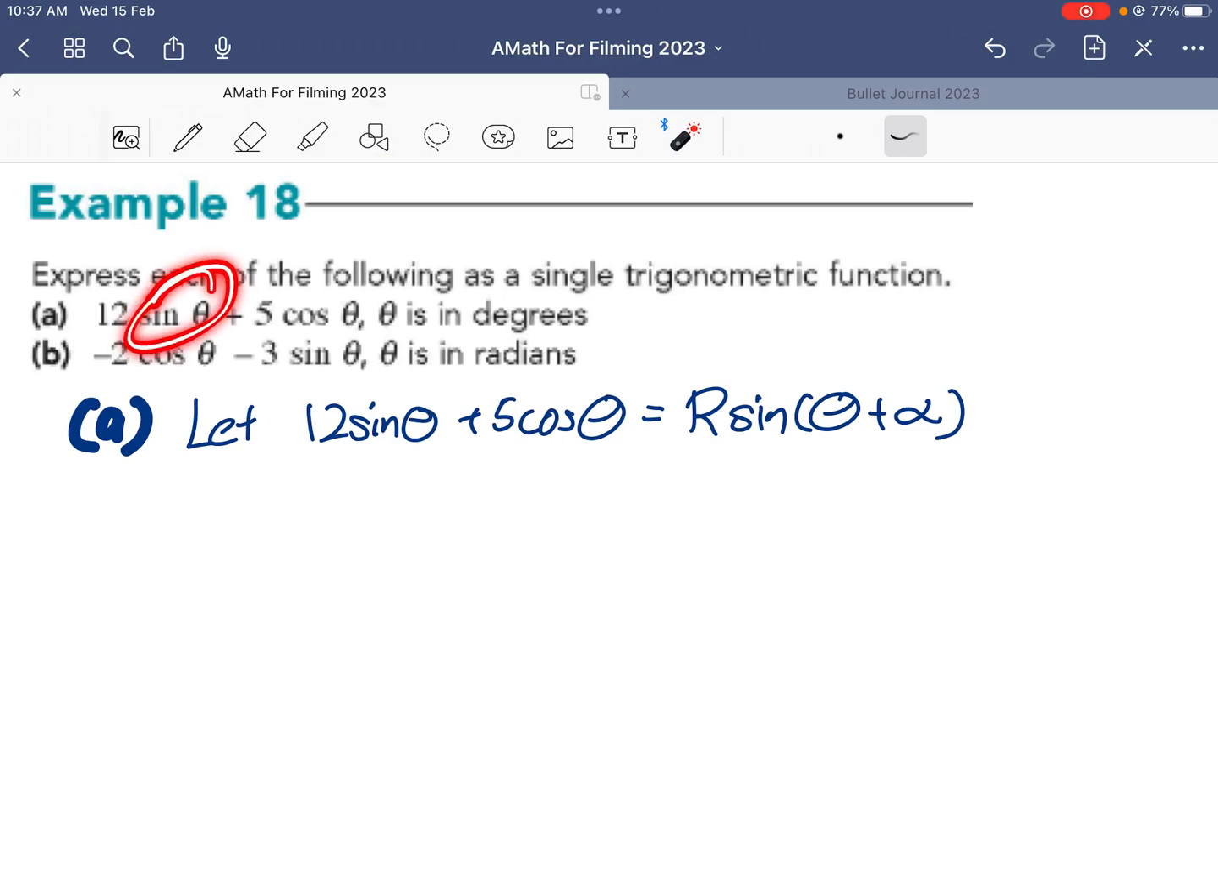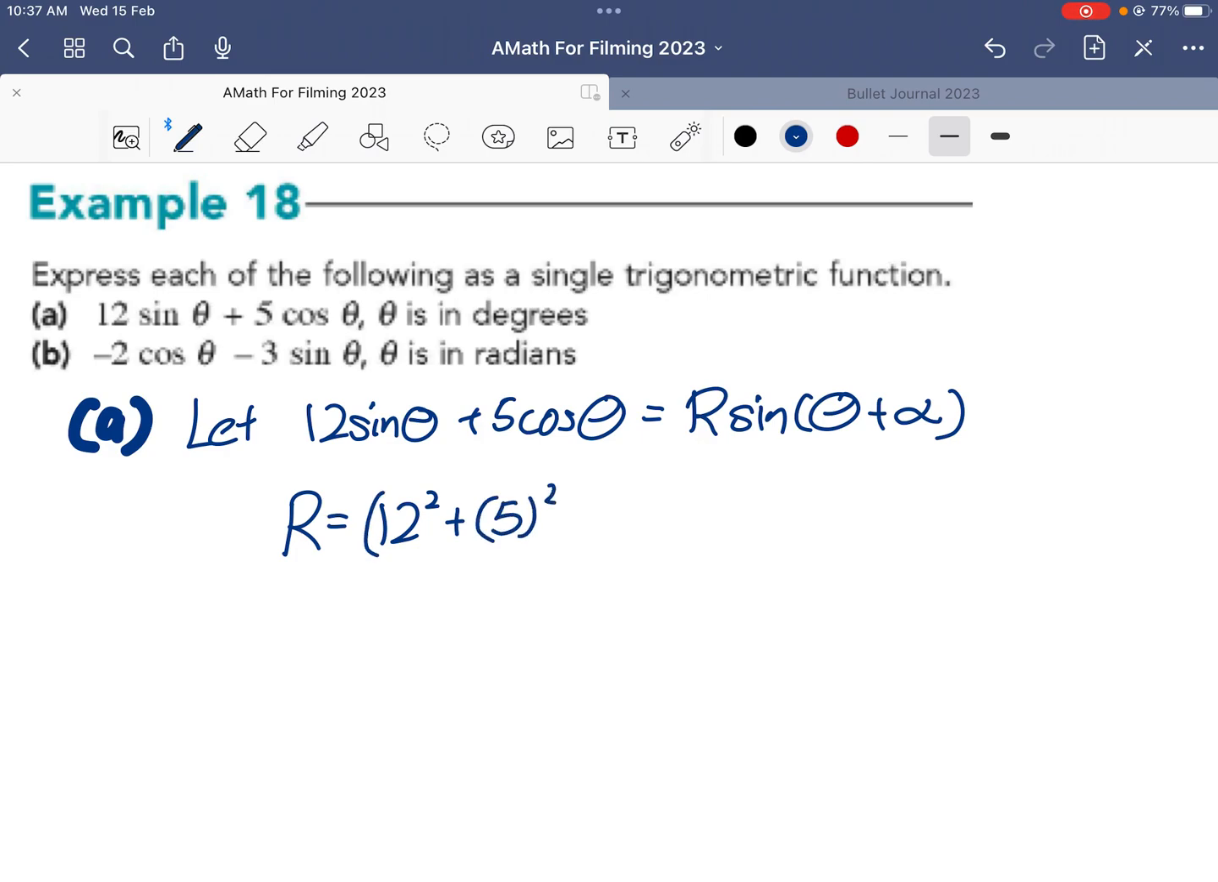If sine's in front, okay, what you will get is R sine theta. If cosine is in front, what you get is R cosine theta. Okay, so now what I'm going to do here is this. How I get my R value is this. I'll take 12 squared plus 5 squared, then I will square root this. Where I get 12 and 5, you can see clearly these are the numbers before sine theta and cosine theta. Then over here, I'll get the value of 13.